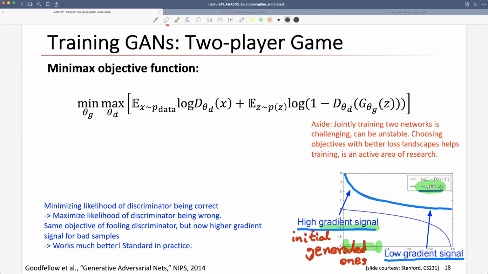So in other words, instead of minimizing the likelihood of the discriminator being correct, we can replace this with maximizing the likelihood of the discriminator being wrong. It's the same objective of fooling the discriminator, but now with a higher gradient signal for the worse sample. By replacing the objective for the generator like this, it works very well, and it's standard practice.